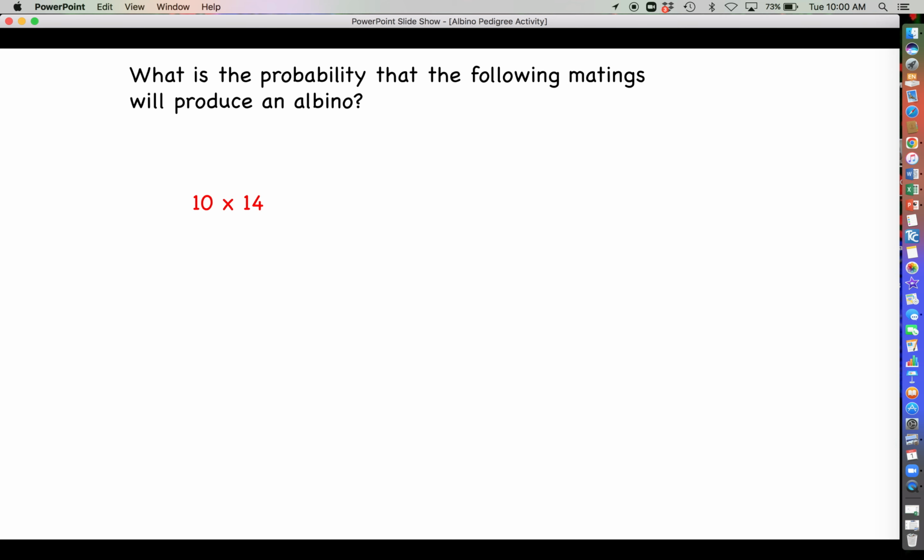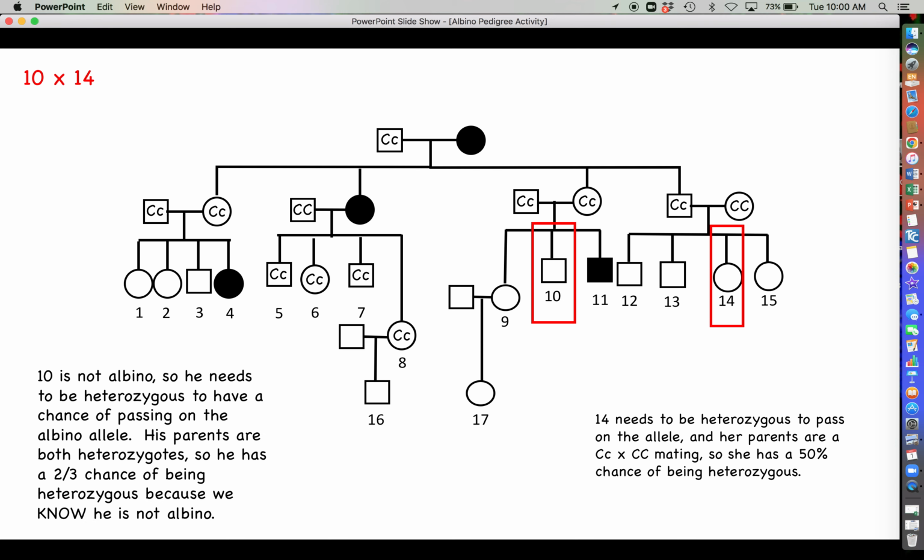Next, we'll do 10 and 14. So this is a very interesting one because we actually do not know for sure the genotype of either man number 10 or woman number 14. So all we really know about them is that they are not albino. So they are either going to be homozygous dominant or heterozygous. So the only way that there's going to be any possibility that 10 and 14 will produce an albino child is if they're both heterozygous.